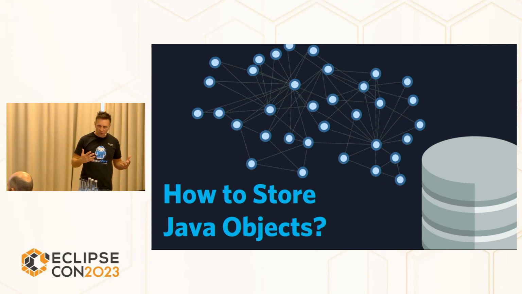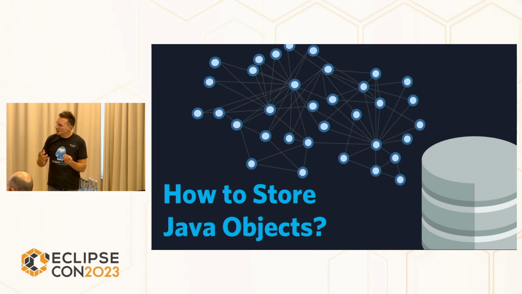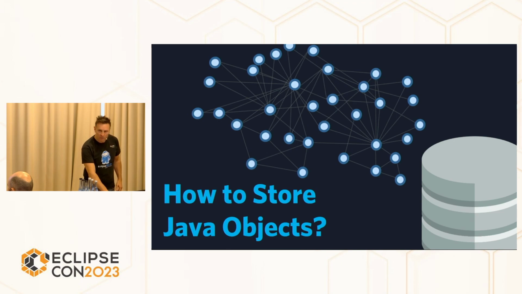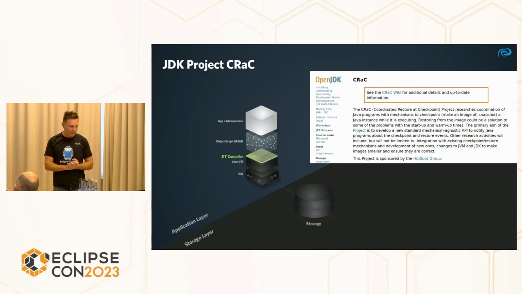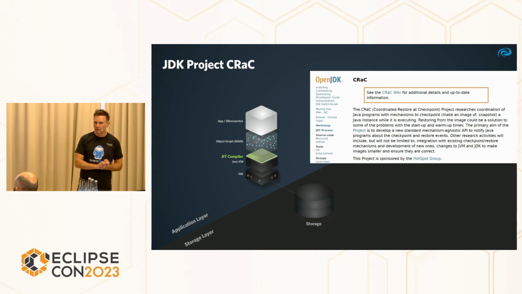Now, imagine we could combine the power and performance of Java and the power of the Java object model with the cheap object stores of the cloud vendors. And this is exactly what EclipseStore does. With EclipseStore, we do pretty much the same as the JDK guys do with storing the state of a JIT compiler, Project CRaC. Have you heard about CRaC? Who has heard about CRaC?